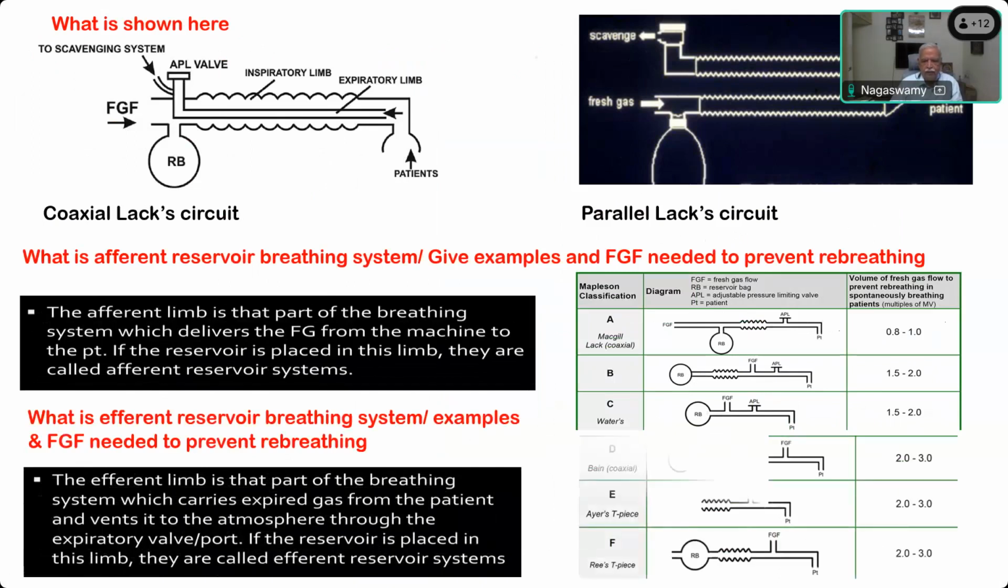And the other three systems are the efferent reservoirs. For example, the Bain circuit, the ISTPs, and the Jackson-Rees modification. In all of these, you can see the fresh gas flow entering very close to the patient, so the reservoir bag is in the expiratory limb. That is the difference between afferent and efferent reservoir systems, which is a common question they will ask you in the exam. Instead of asking about Mapleson A, B, C, they can ask you this way: Maplesons can be classified into afferent reservoir systems and efferent reservoir systems.